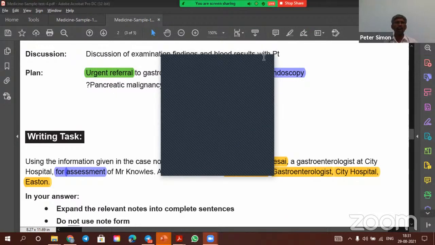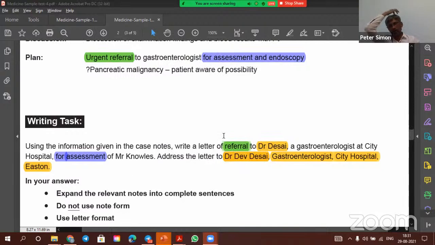Yes, you can use the same format for everything. All the professions are common, only the letter is different, but everything else is the same. So, assessment and endoscopy. If you take only this one, you will write only for assessment. If you take here, you will get another one for assessment and endoscopy. So now you have to mix all these things together.